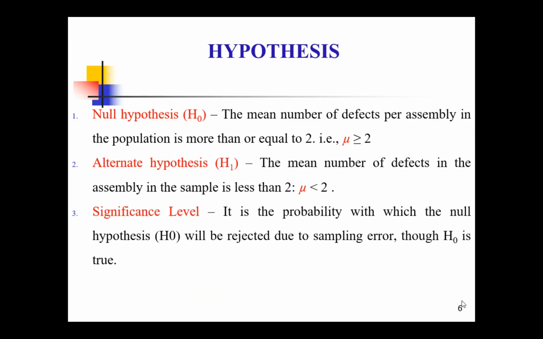Because error exists in all systems, there may be a chance that, due to some problem, the null hypothesis may be rejected because of an error. Even though H0 is true, the assumption we have made is true, due to some error we are going to reject that null hypothesis and accept the alternate hypothesis. The probability with which we reject the null hypothesis is known as the significance level.